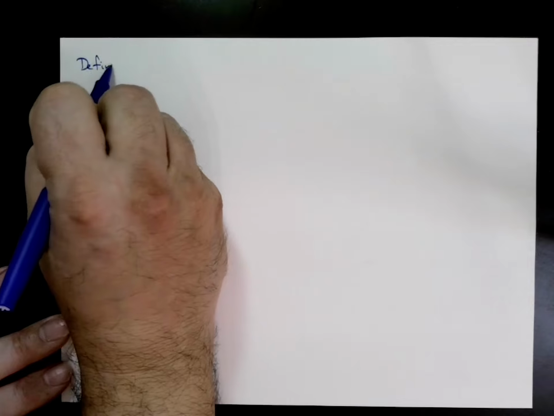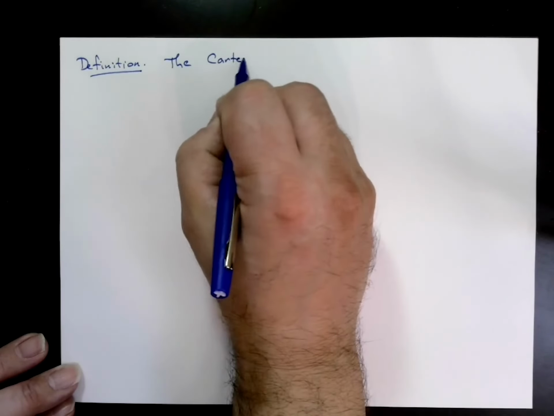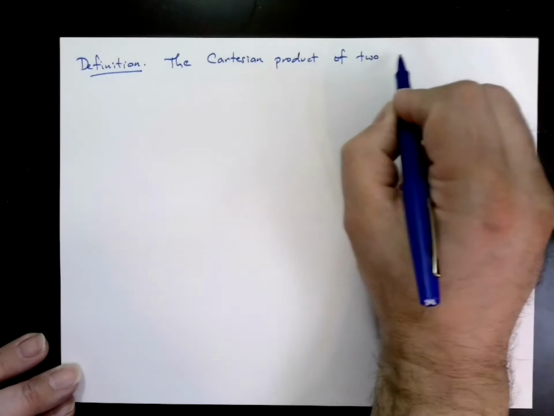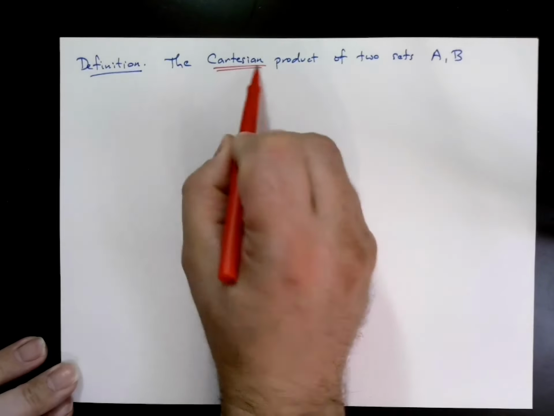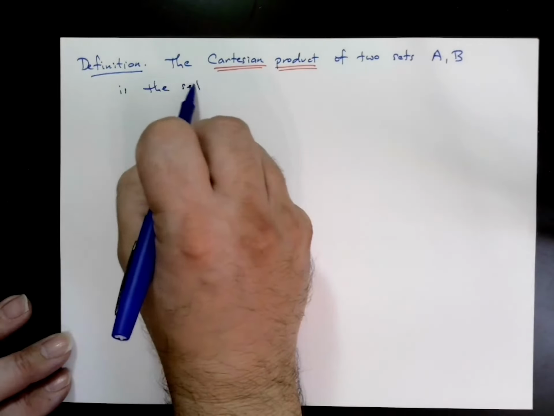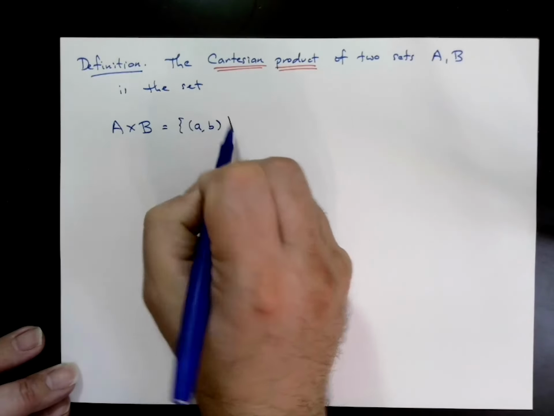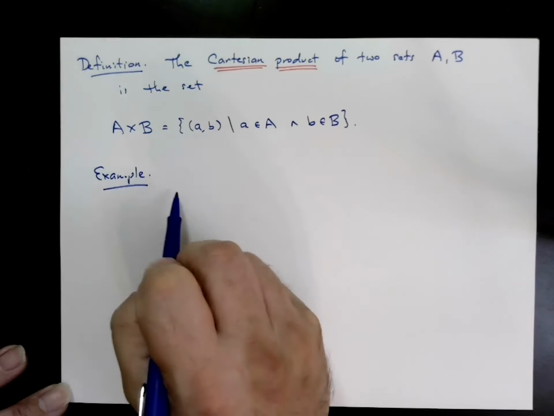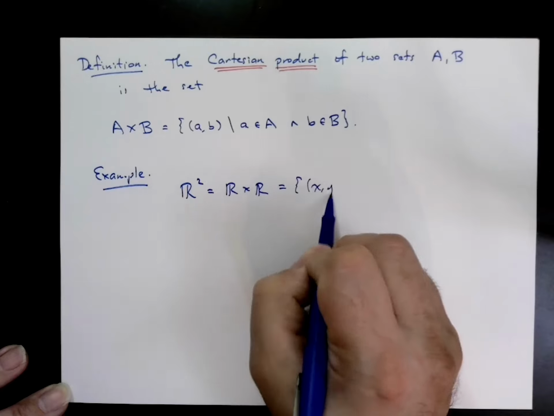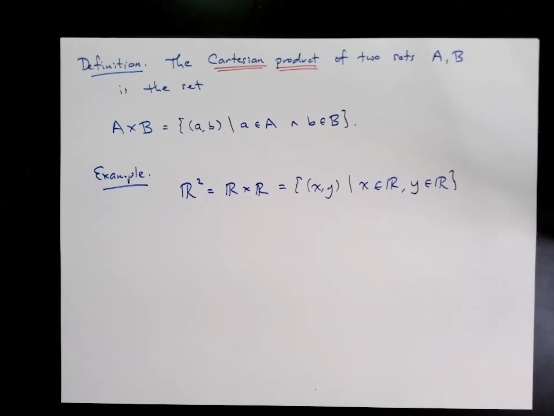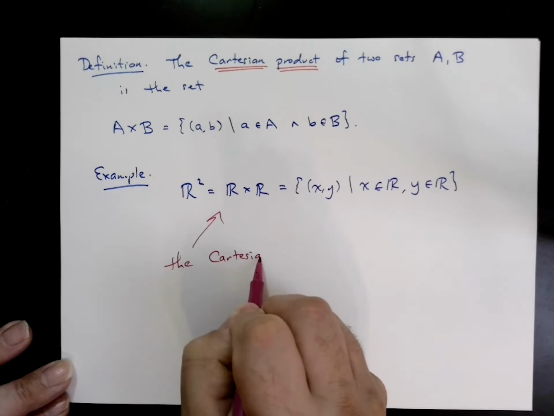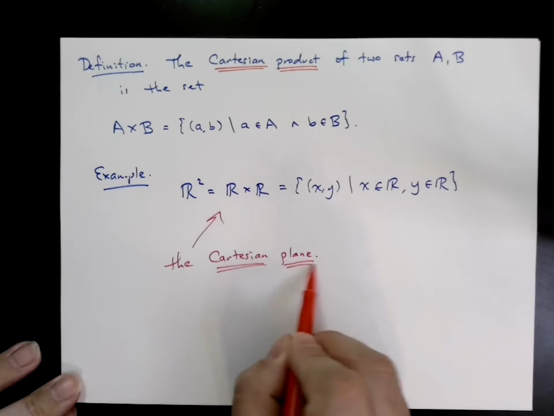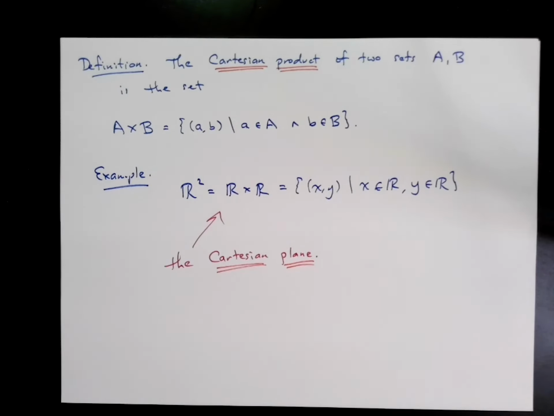We define the Cartesian product of two sets A and B as the set A times B, which is all ordered pairs or vectors where the first component is from A and the second component is from B. A big example we are all familiar with is the Cartesian plane. R2 is R times R, since it is the set of ordered pairs of real numbers. Cartesian products are just a generalization of the Cartesian plane to arbitrary sets.